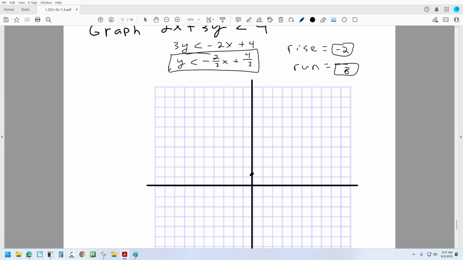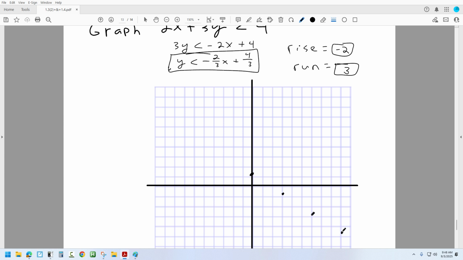And what about my run? Three. So now, knowing my rise is -2 and my run is 3, what does that tell me to do from this point to get to another point? Vanessa? Go down. Go down 2 and what? Over 3. 3 to the right. So down 2, right 3. So we're going to go down 2, 1, 2, and then 1, 2, 3 to the right, right there. And we can do it as many times as we want. Go down 2, 3 to the right, down 2, 3 to the right.